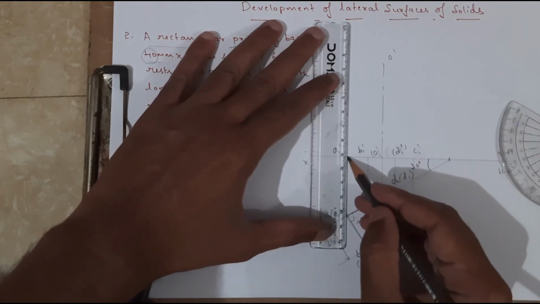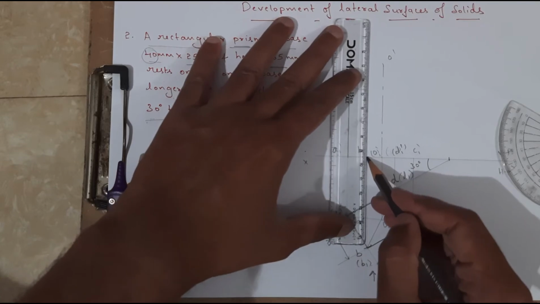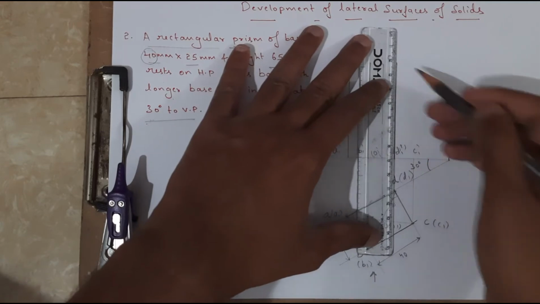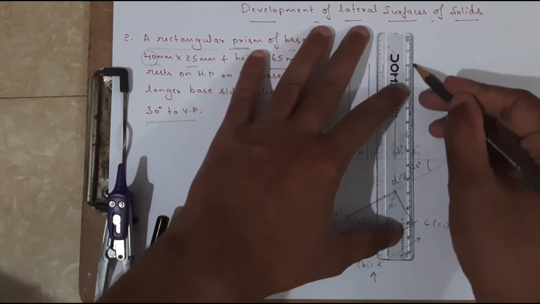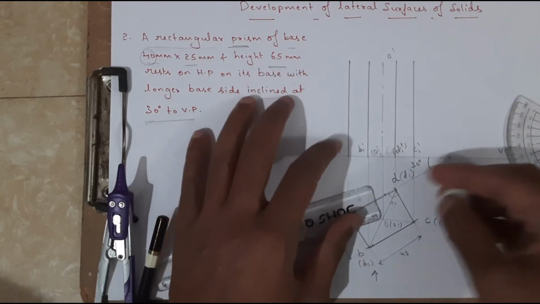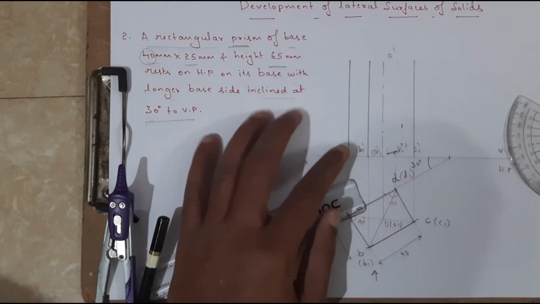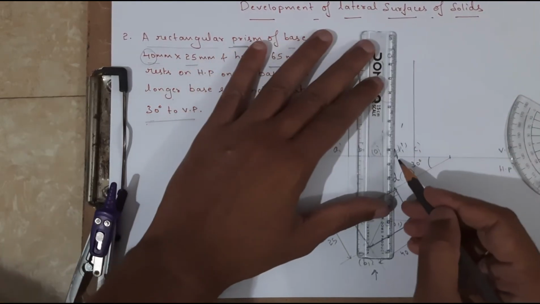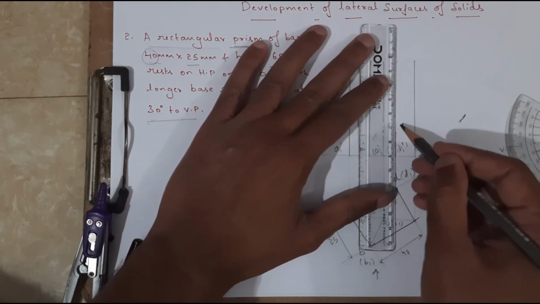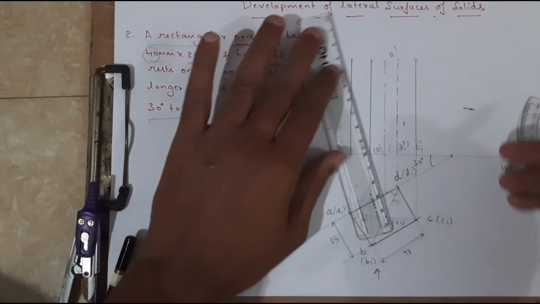Which are dark? A1 dash to A dash is dark, B1 dash to B dash it is dark, C1 dash to C dash it is dark. Oh, sorry. D1 dash to D dash, it is invisible. Therefore, it must be discontinuous lines, right? Small lines like this.